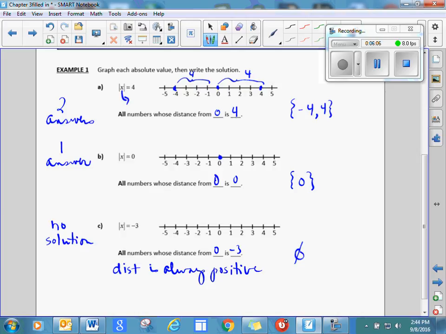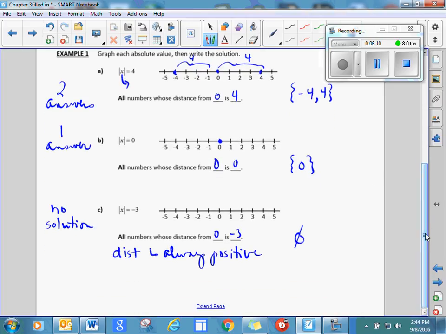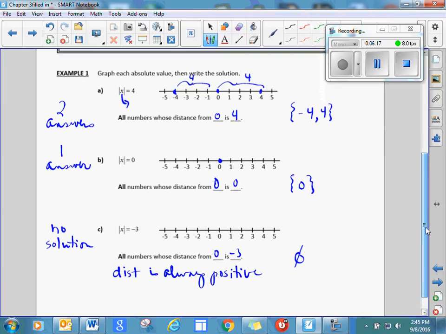So this is the first type of solving of absolute value equations that we're learning about, and there is more to come. So be sure that you're comfortable with this before we move on, and if you need to ask me questions, bring them to class.